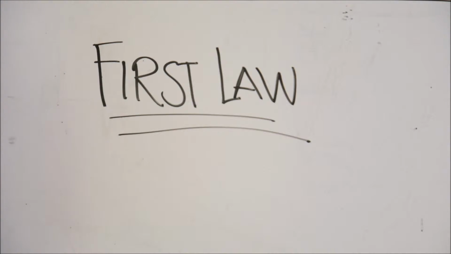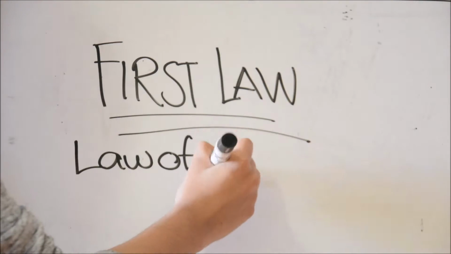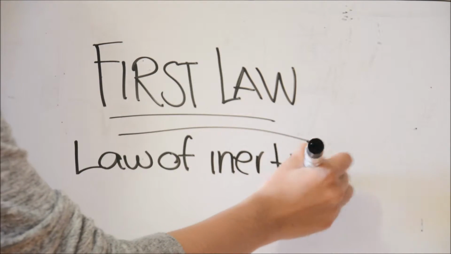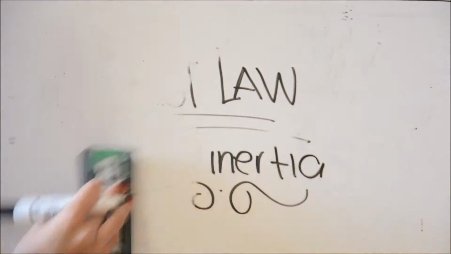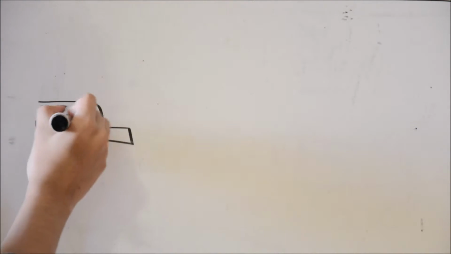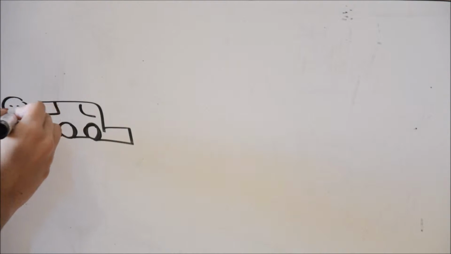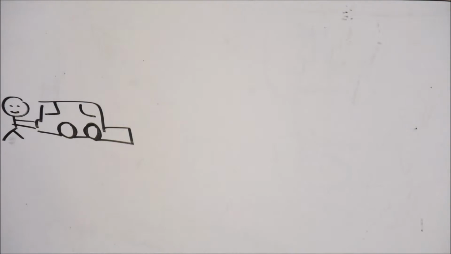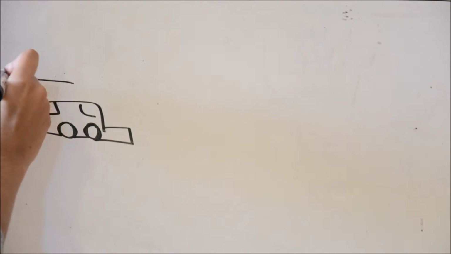Well, now we are going to explain the first law of Newton, the law of inertia. Newton's first law of motion states that an object at rest remains at rest and an object in motion remains in motion with the same velocity, unless acted upon by what we call an unbalanced force.